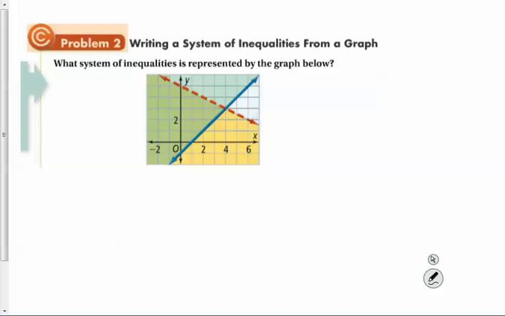Hey, check this one out. It says, what system of inequalities is represented by the graph below? So when I'm looking at this, I'm looking at this guy right here. That guy has a y-intercept of 1, 2, 3, 4, 5. So that's got a y-intercept of 5. So I'm going to do a y, and then obviously it's going to be a less than because it's below, and it's dotted.